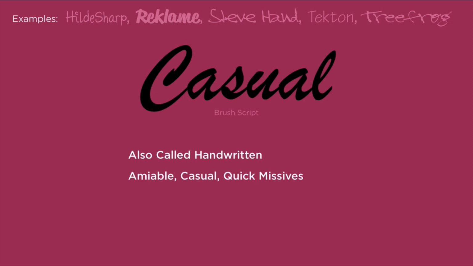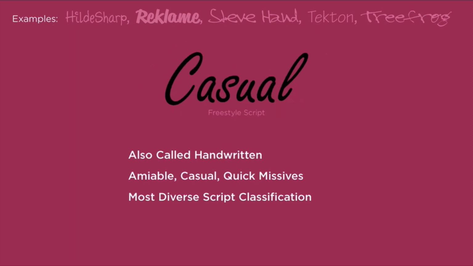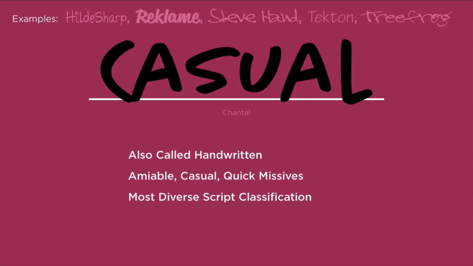They lack the rigidity and formality of all other script types, and thus offer the most variance in design. Casual faces can be those with strong, high-contrast, connected strokes like the popular brush script, low-contrast, disconnected felt-tip marker-like letterforms such as freestyle script, or the disconnected, irregular shapes with varying baselines of Chantal.